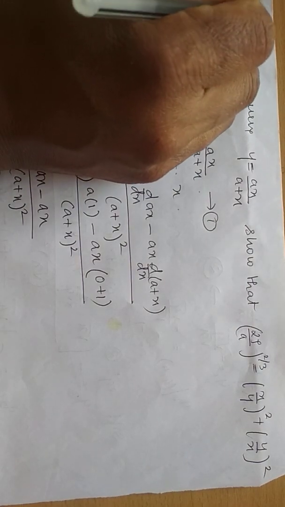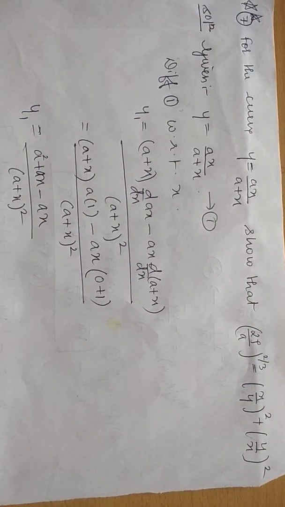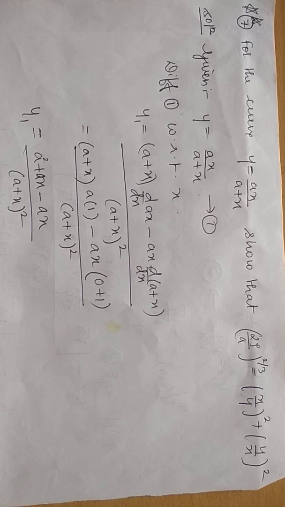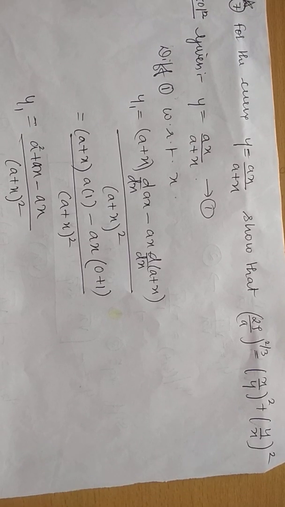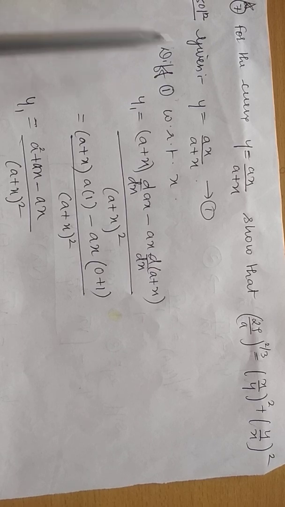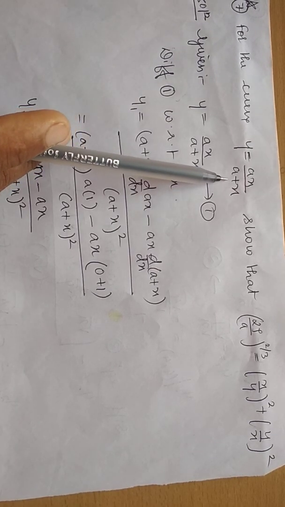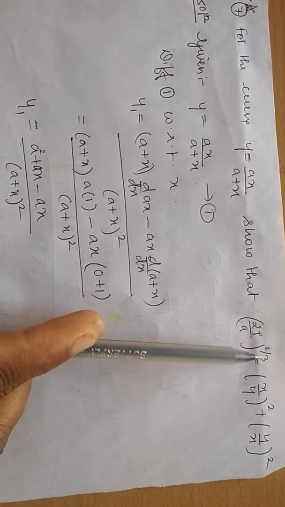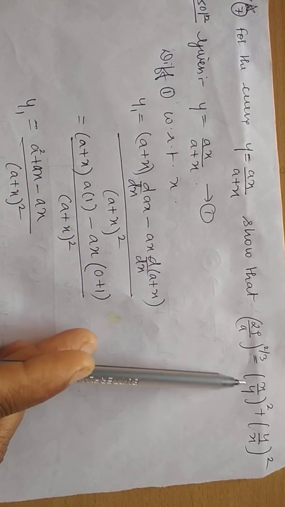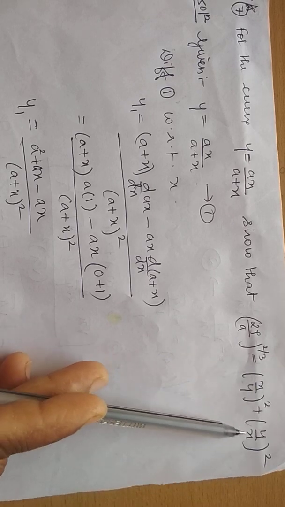A very important problem from the exam point of view. Many times it comes in the exam. This is a problem on radius of curvature in Cartesian form. For the curve y = ax/(a+x), show that (2ρ/a)^(2/3) = (x/y)^2 + (y/x)^2.